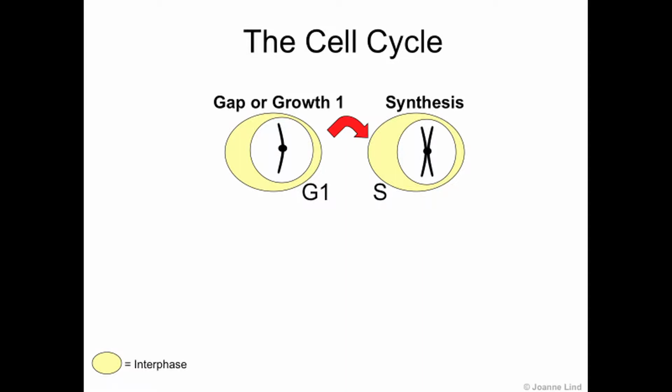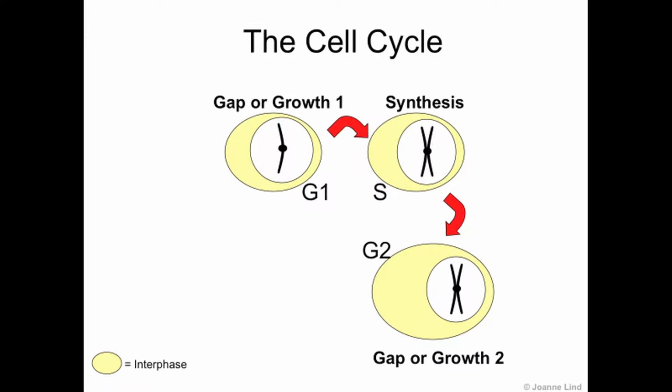The next stage of the cell cycle is the G2 phase, which is also known as the growth phase 2 or the gap phase 2. This is where the cell is growing and doing some more functions, which means it's expressing its genes, making its protein and doing what it needs to do in preparation for division.